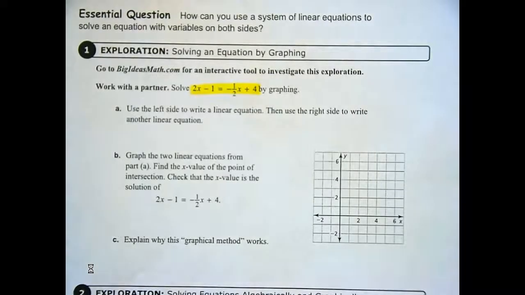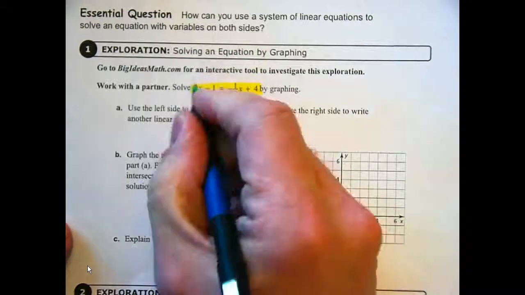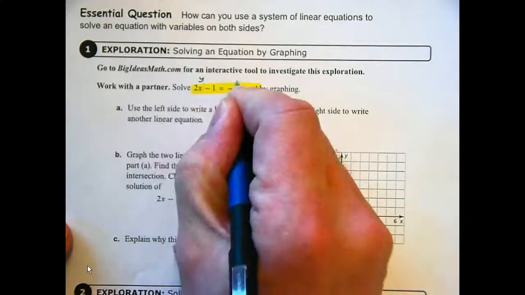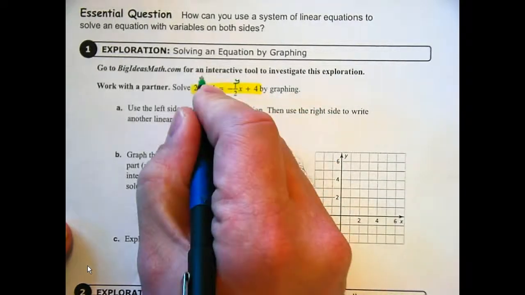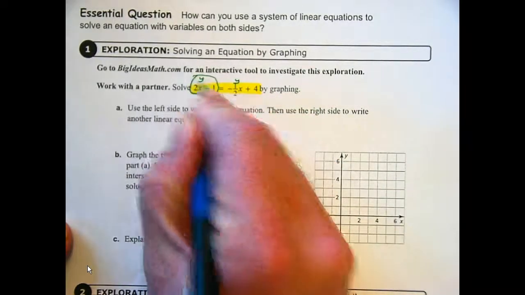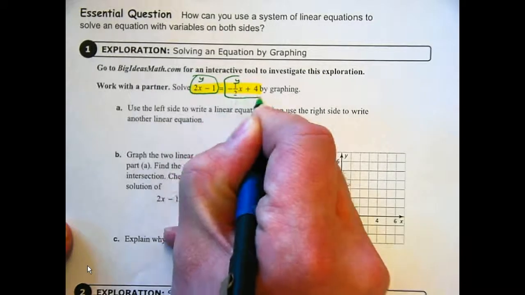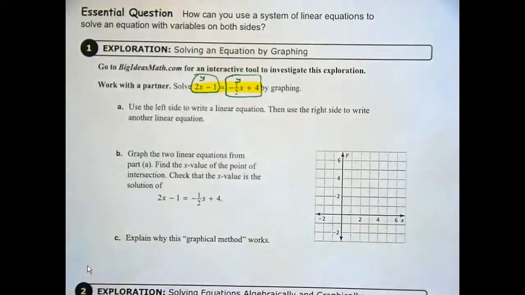Do your best. This is on page 152 of your student journal. Work together. Those of you that are struggling to figure this out, make this side equal to y and this side equal to y. So write two different equations, y equals this and y equals this. Start by doing that and then graph both those equations.